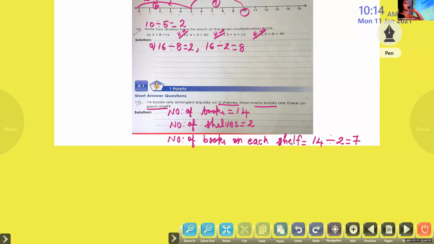Okay, so you have to check whether the dividend is coming in the table of the divisor. Here 2 is the divisor, 14 is the dividend. 14 is coming in the table of 2, so it will be easy for you. You know how to write a division fact from the given multiplication fact, so it will be easy for you to divide. If it is coming in the table, no need to follow all these steps. Okay, ma'am.